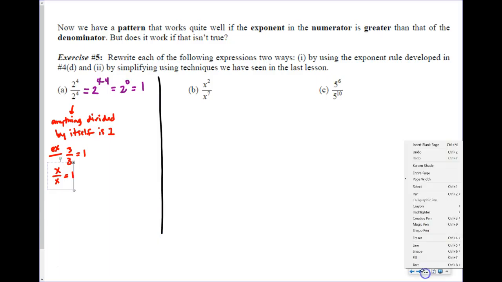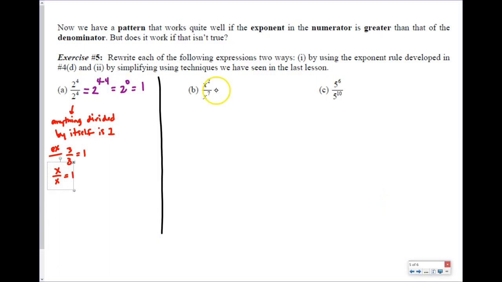Alright, letter B. We'll do the shortcut first. X squared divided by x to the 7. Well, since I'm dividing, I'm going to subtract these exponents, so I get x to the 2 minus 7. This becomes x to the negative 5. I can't have negative exponents, so what's my rule say to do? It says to flip it and make that exponent positive. So I get 1 over x to the 5th.